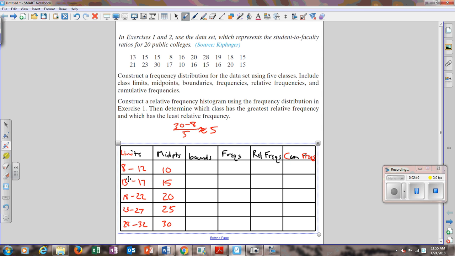Then for the class boundaries, remember that's how we take them low enough so that they touch. It's going to be 7.5 to 12.5, and then 12.5 to 17.5, 17.5 to 22.5, 22.5 to 27.5, and 27.5 to 32.5.